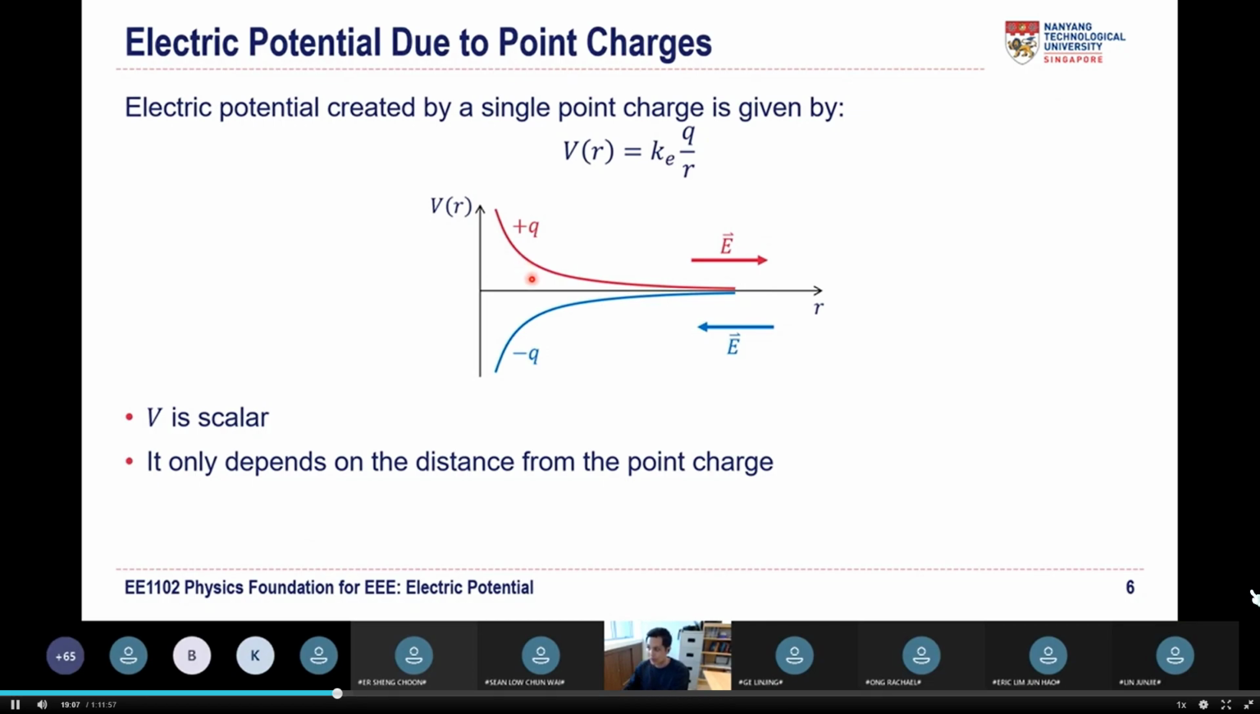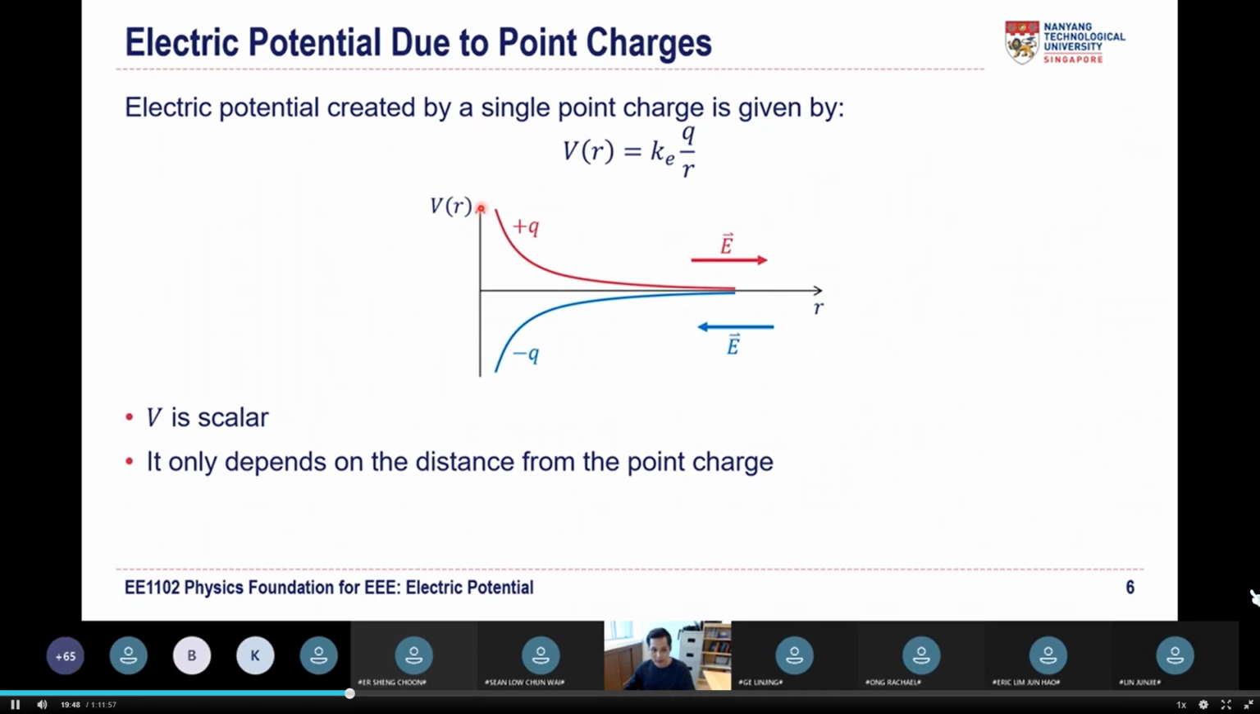Here, before, we talked about how a single charge creates an electric field radially outward, and then we were able to draw the equipotential spheres around that charge. That means we should also be able to calculate the electric potential due to that point charge, and that is given by this equation. So it simply depends on the size of the charge as well as the distance from that charge.